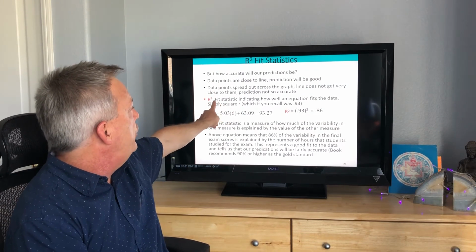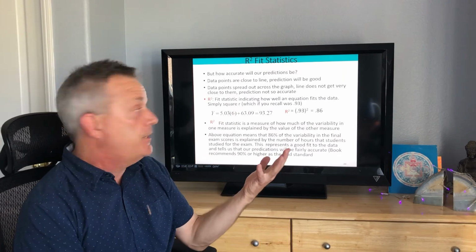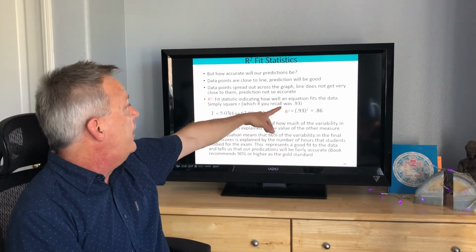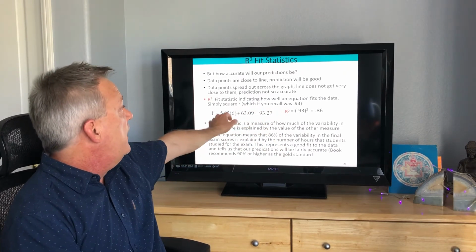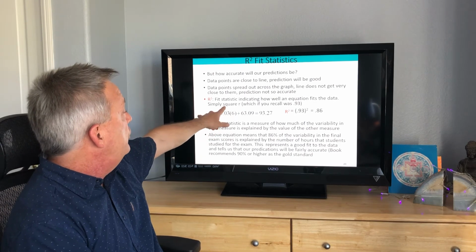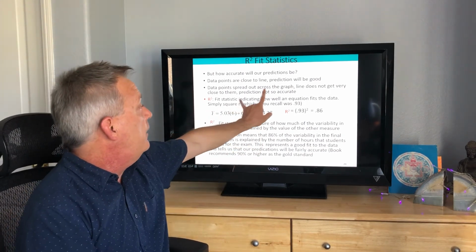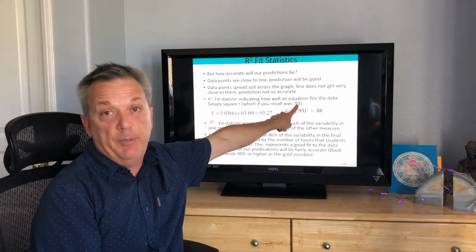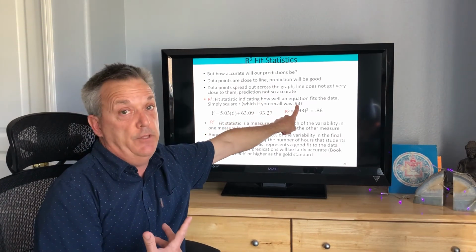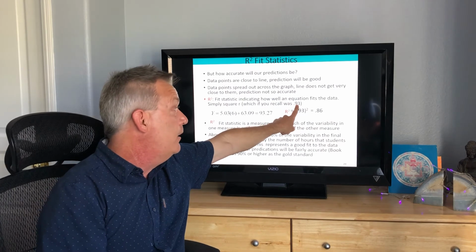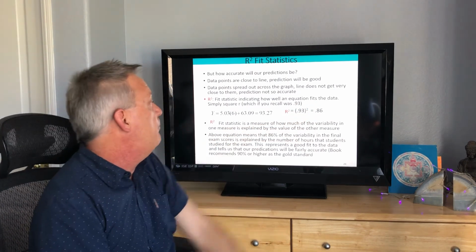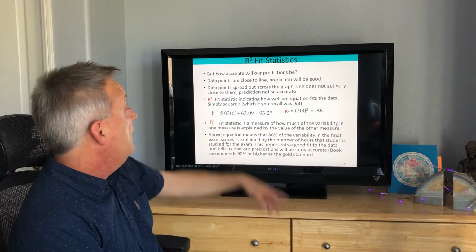R2 is the symbol for the fit statistic, indicating how well an equation fits the data, like I said. And so to find that, you simply square R. And if you'll remember, we found the Pearson R for that study was 0.93. So we square that and we get 0.86.